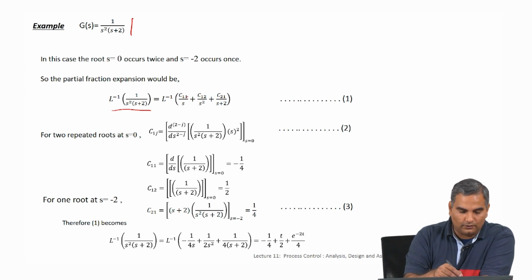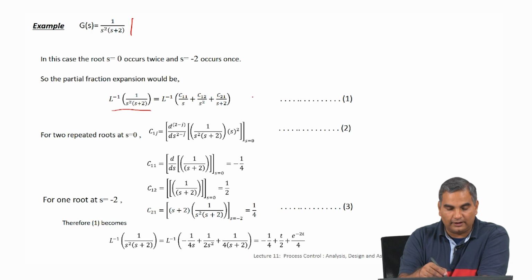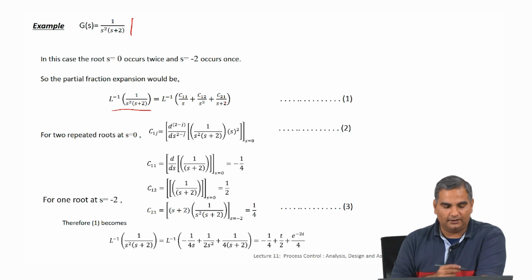So, this is the first root and the first term, this is the first root second term and this has s squared, and this is the second root first term s plus 2, and there are no more terms because it is a non-repeating value.